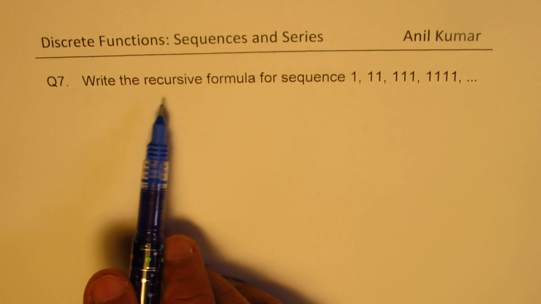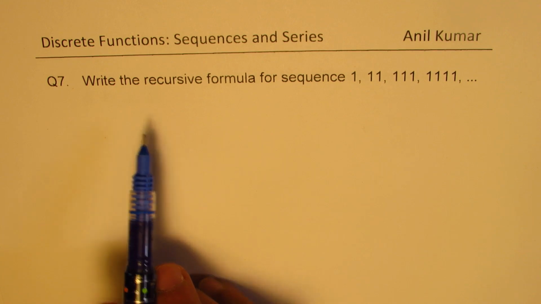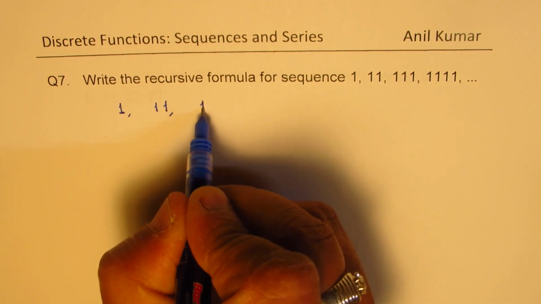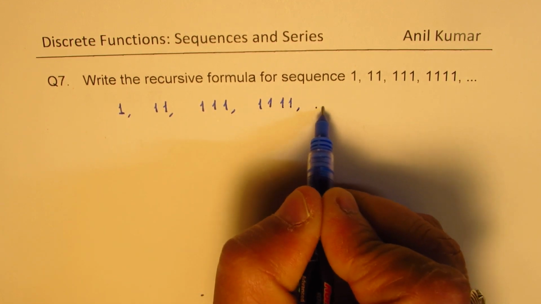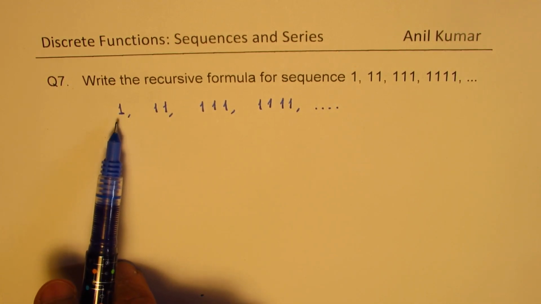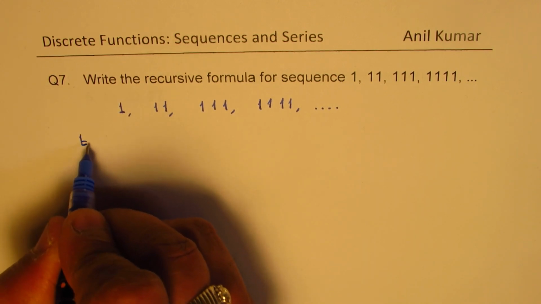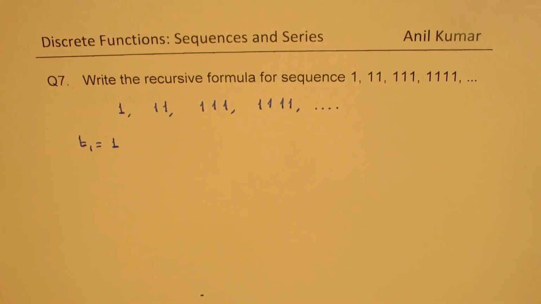Recursive formula means we have to write with reference to the previous term, right? So here we have 1, and then we have 11, and then we have 3 ones. Then we have 4 ones, and so on. Now we need to figure out how from the first term we get the second term. So clearly we can write t1 as equal to 1, and now what is t2? How do we get from 1 to 11?